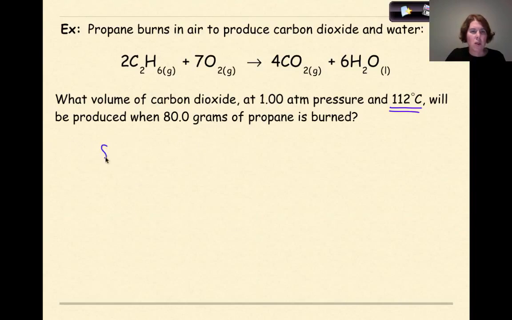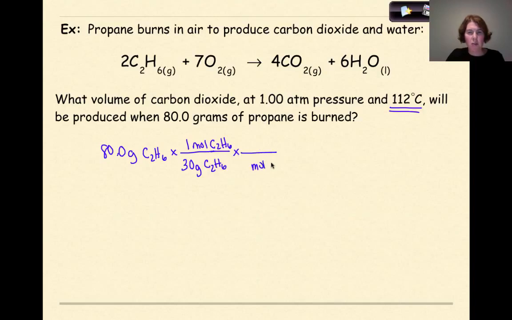So we're going to start with 80 grams of propane. And propane is C2H6. And I'm going to put a multiplication sign and a line. And I will tell you that the gram formula mass of propane is 30 grams of C2H6. And that is equal to 1 mole of propane, C2H6. And then I'm going to go from moles of propane, C2H6, to moles of carbon dioxide, moles of CO2.